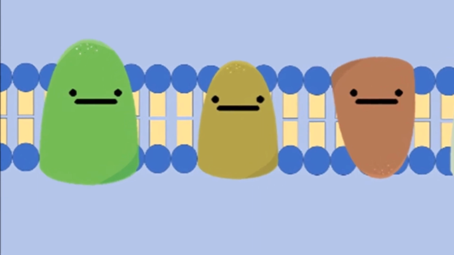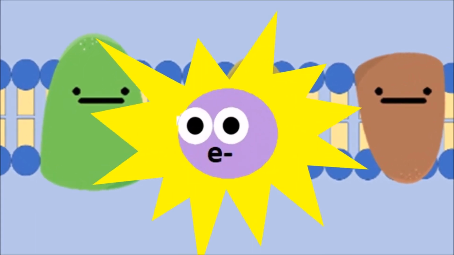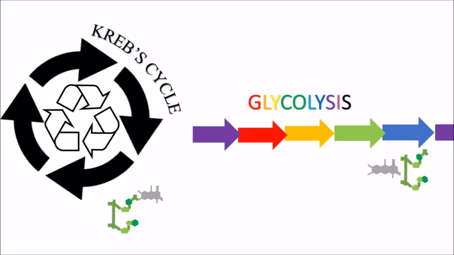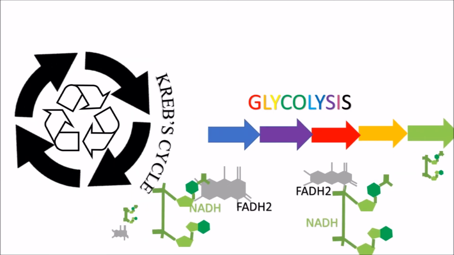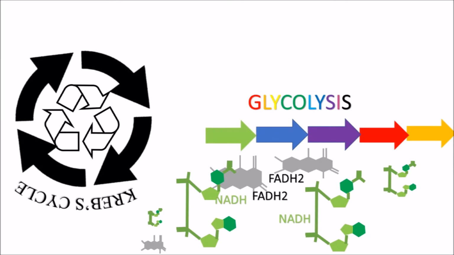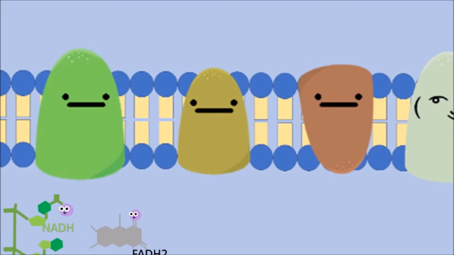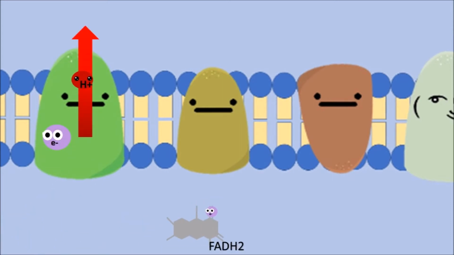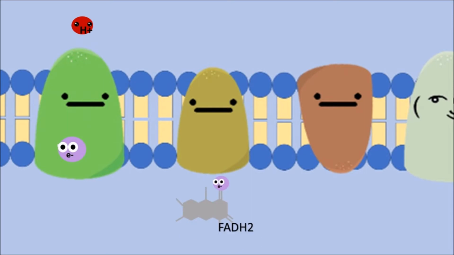In order for these complexes to do their jobs, they need electrons. NADH and FADH2, byproducts of the Krebs cycle and glycolysis, are known as electron donors. They give electrons to the complexes. NADH gives electrons to complex 1, which uses the electron's energy to pass protons through itself. Meanwhile, FADH2 gives electrons to complex 2.